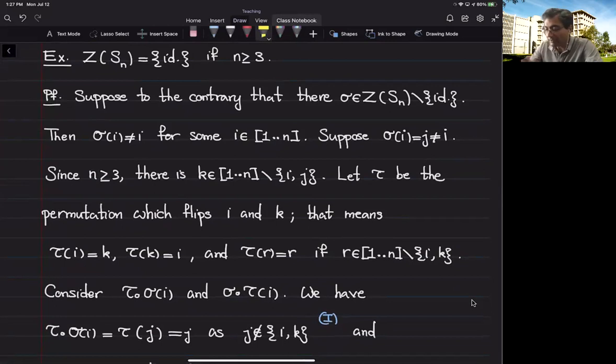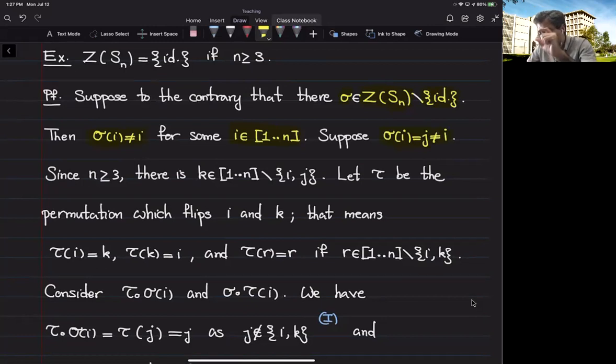Suppose to the contrary that I happen to find some non-identity element sigma inside S sub n which is in the center of the symmetric group. That means sigma commutes with every element. And it's not the identity, and therefore sigma of i is not going to be i for some integer i inside this interval. So sigma of i is something that is not i. Let's call it j.